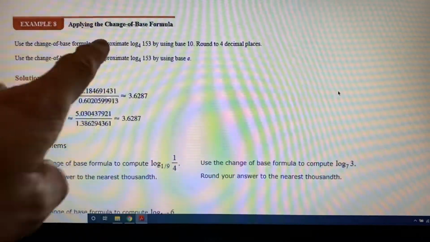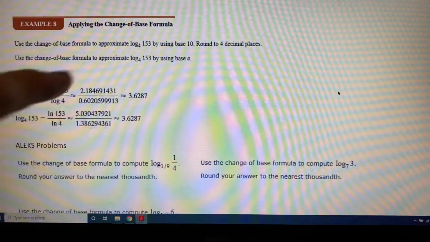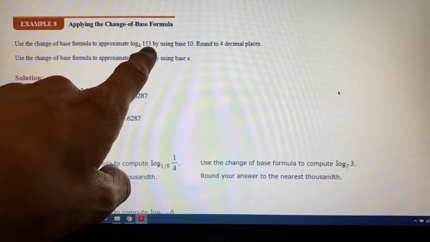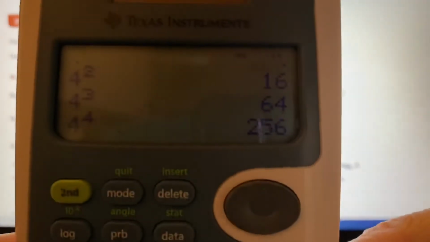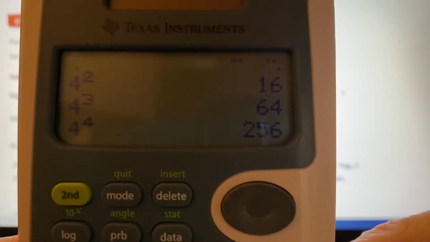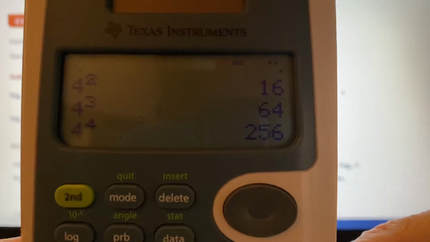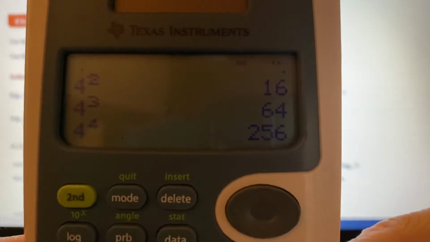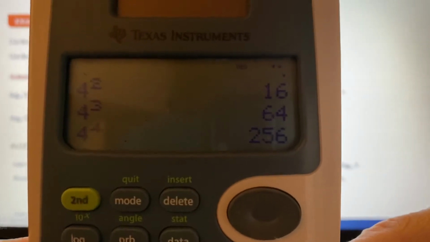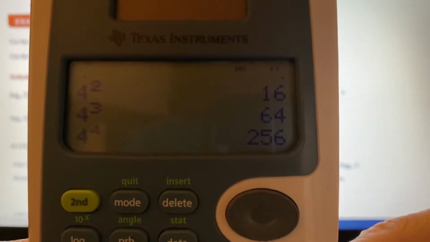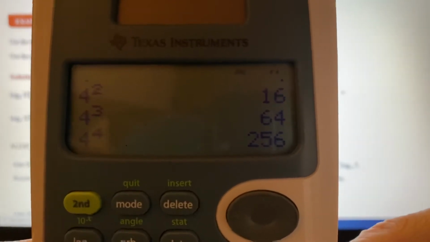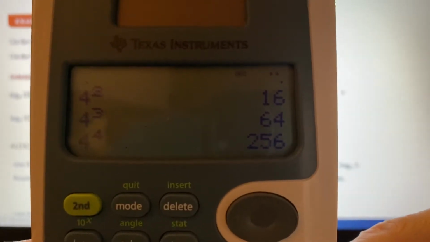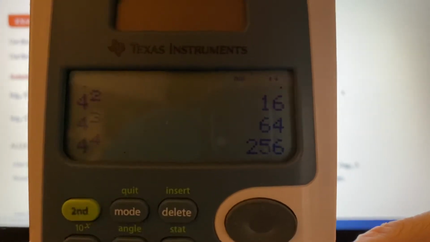Now let's return to the problem we were just looking at. This says to approximate log base 4 of 153. So what is the exponent that goes on base 4 to make 153? Well, we just tried a bunch of exponents, and we found that if the exponent was 3, we got the value 64, and if the exponent was 4, we got the value 256. Notice that means we skipped right over 153. So therefore, the exponent we're looking for must be somewhere in between 3 and 4, because 153 is between 64 and 256. The answer to this question is going to be a decimal, and it's going to be between 3 and 4. Okay, now let's use our calculator to get the answer.